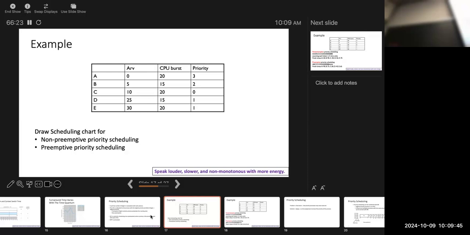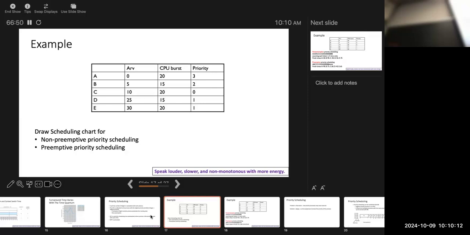Then at 25, D arrives. And I compare the priorities 3, 2, 0, 1. C is still highest priority, so I let it continue. It executes for 5 more time units, which is 30 here. Okay. So C is completed at 30. So we are done with C.